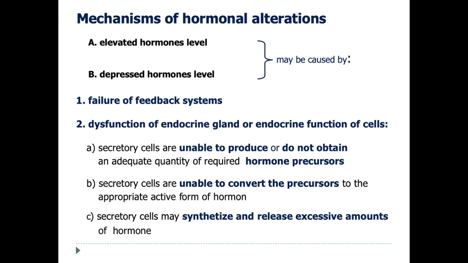Then dysfunction could be associated with different pathology of endocrine glands or cells, and we have to divide this point into three. First of all, sometimes secretory cells are unable to produce or do not obtain adequate quantity of required hormone precursors, and it finally leads to pathology. Sometimes secretory cells are unable to convert the precursors to the appropriate active form of hormone, and finally we do not have the hormone function. Sometimes secretory cells may synthesize and release excessive amount of hormones, and finally it can lead to increase of its function.